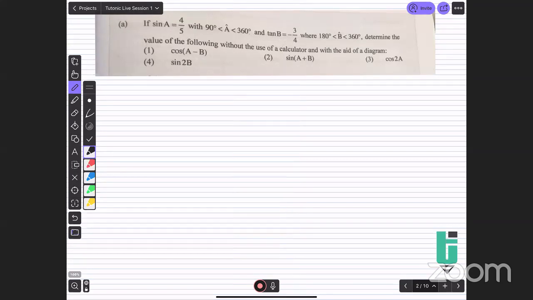Okay, so it says if sine A equals 4/5, with A being between 90 and 360, and tan B is equal to -3/4, where B is between 180 and 360, determine the value of these things. Okay, so I'm not going to read them yet.